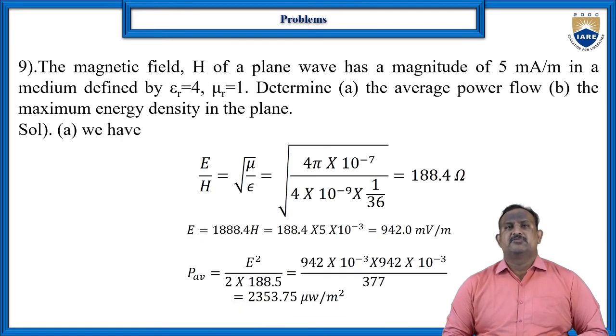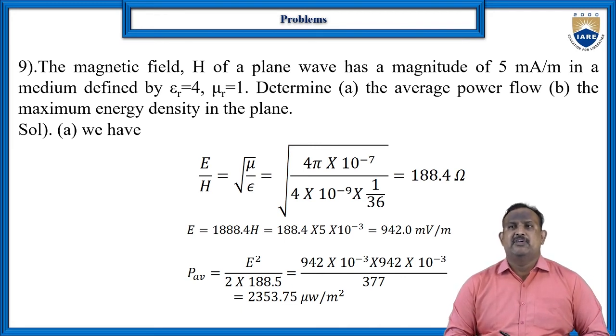The next problem: the magnetic field H of a plane wave has a magnitude of 5 milliamps per meter in a medium defined by epsilon r equal to 4 and mu r equal to 1. Here we need to determine the average power flow and the maximum energy density in the plane. So we need to find the maximum energy and the average power.